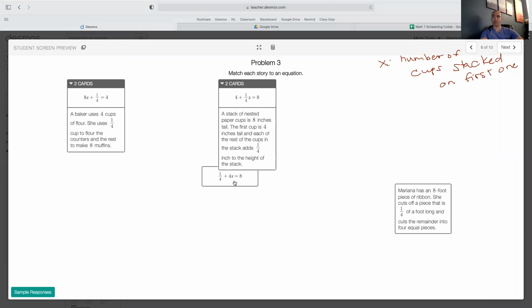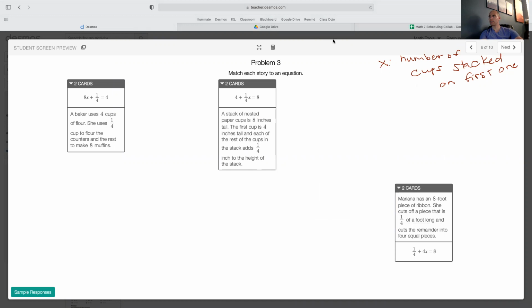So by process of elimination, I'm going to say that these two probably go together, but let's read it anyways. It says, Mariana has an 8-foot piece of ribbon. She cuts off a piece that is 1/4 of a foot long and cuts the remainder into 4 equal pieces. And that makes sense. See, the length of the pieces is X. Multiply that by 4 because there's 4 of them. Add that 1/4 of a foot that she cut off for whatever reason, I don't know why. And they all should add up to the 8-foot piece of ribbon that she started with.